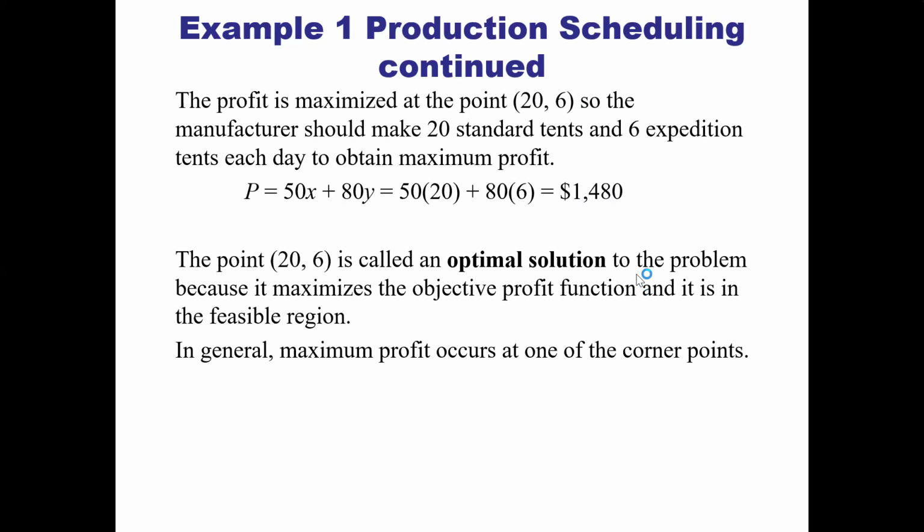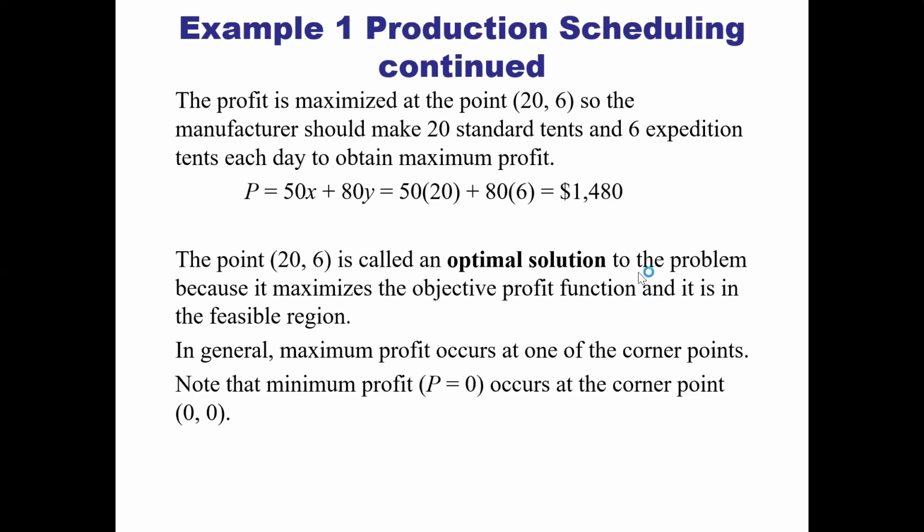Now, in general, maximum profits occur at one of the corner points, and so the minimum profit, P equal to 0, occurs at that bottom left corner point of 0, 0. All right, so let's stop with that, and we'll come back for another example.